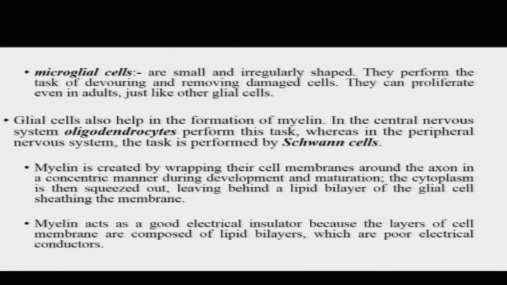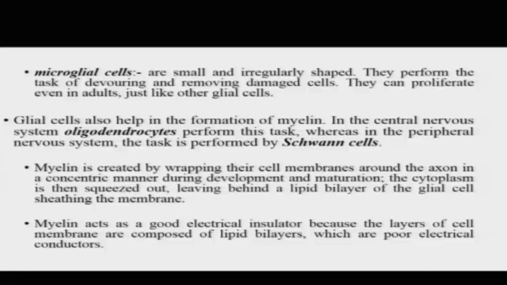It wraps itself around the axon, and then it gradually squeezes out the entire cytoplasm of the cell, so that what remains is just this bilayer of fatty tissue, which, being a very poor conductor of electricity, acts as a very nice insulator and reduces voltage loss along the entire length of the axon. So, these are very important.